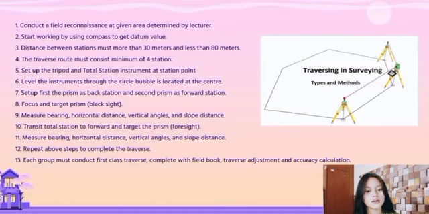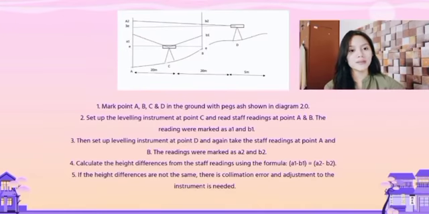Each group must conduct a first-class traverse, complete with field book traverse adjustment and accuracy calculation. The methods are: Number 1. Mark points A, B, C, and D on the ground with pegs as shown in diagram 2.0. Number 2. Set up the leveling instrument at point C and read staff readings at points A and B.